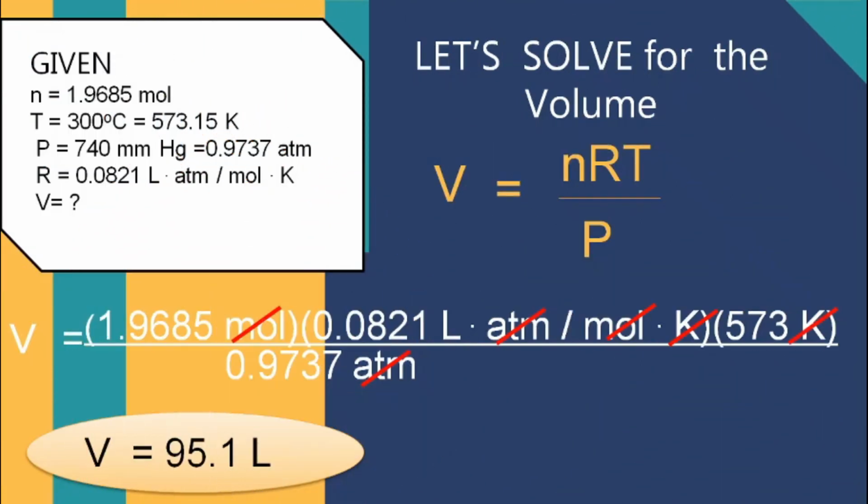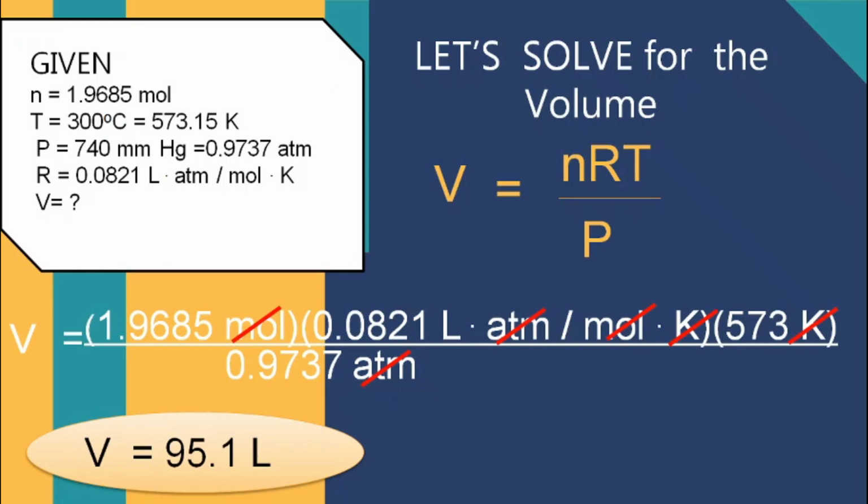So these are the given. n is equal to 1.9685 moles, T is equal to 573.15 Kelvin, P is equal to 0.9737 atmosphere, R is equal to 0.0821 liters times atmosphere per mole times Kelvin. And we're looking for the volume.